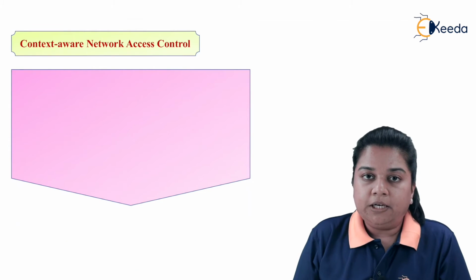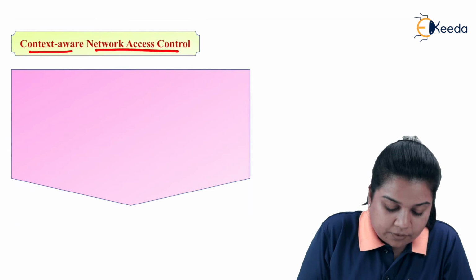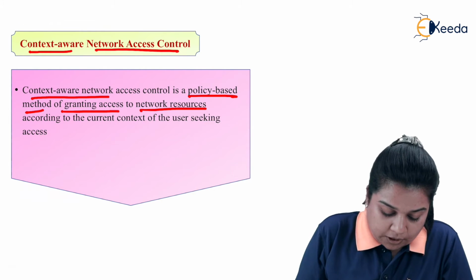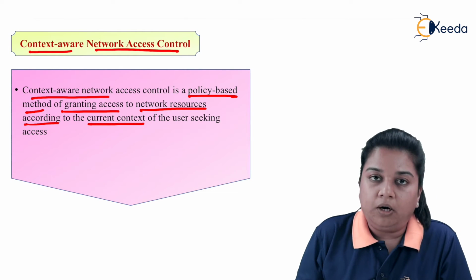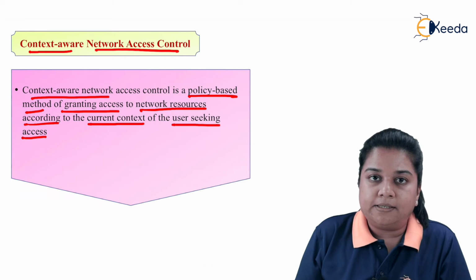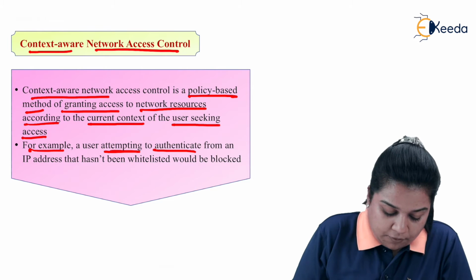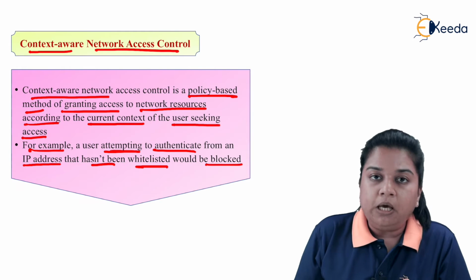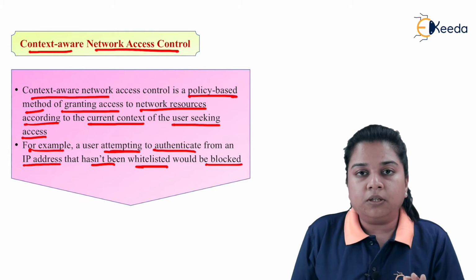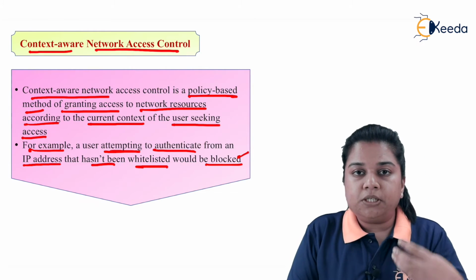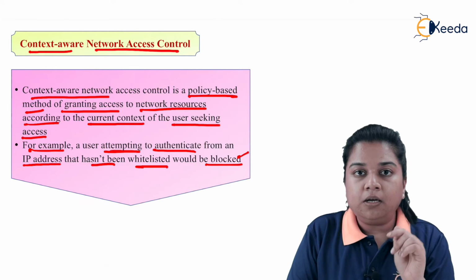Another attribute for identity as a service is context aware network access control. Context aware network access control is a policy based method of granting access to network resources according to the current context of the user seeking access. For example, a user attempting to authenticate from an IP address that hasn't been whitelisted would be blocked. That means an address which is not there on the list will be blocked if it is trying to access as an authenticated user.